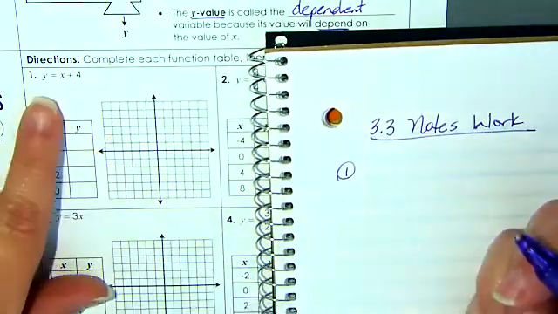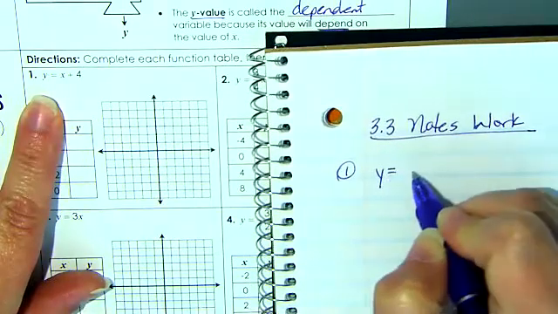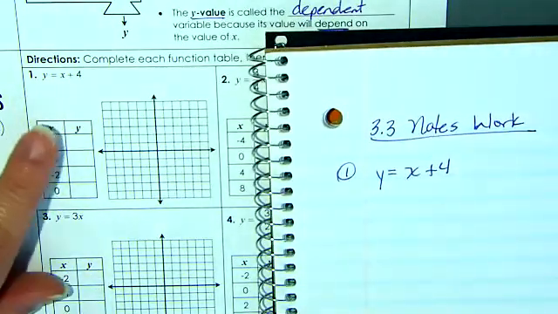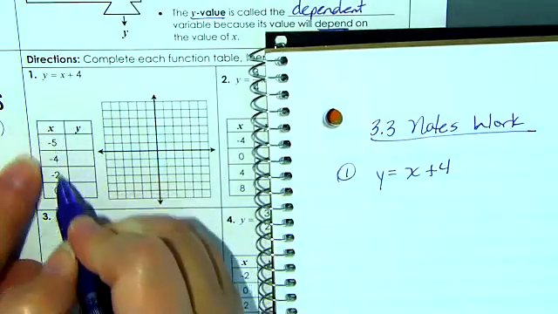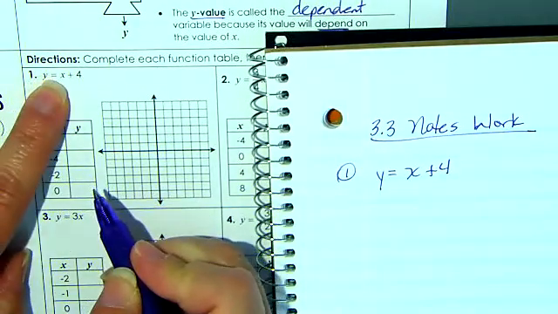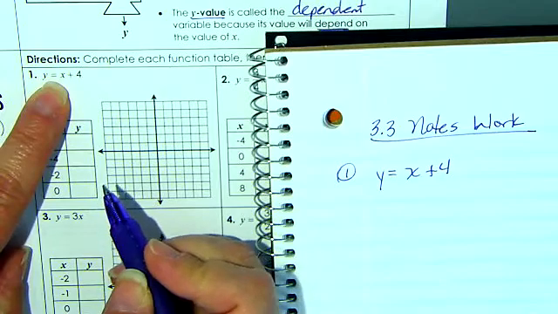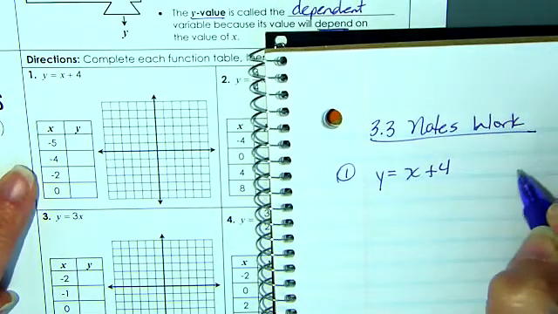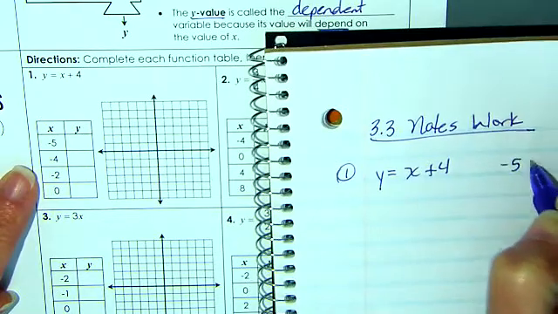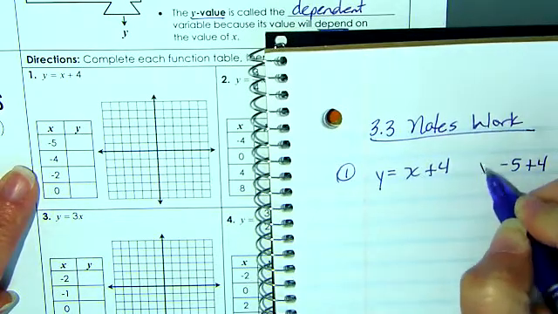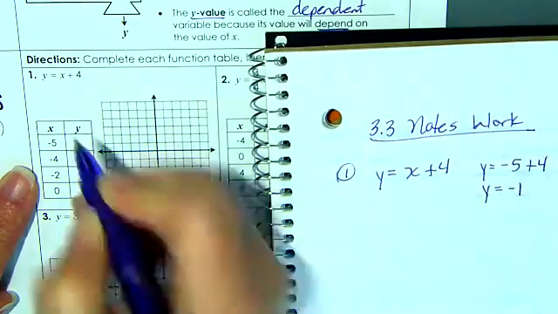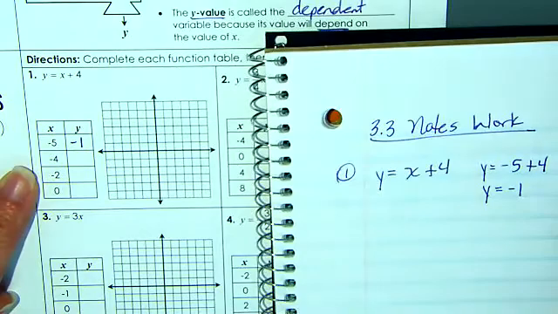Number 1. So here's my equation, Y equals X plus 4. And I'm going to take these X values right here and I'm plugging them into this equation, this rule. So I'm going to have -5 plus 4. So I'm going to have Y equals -5 plus 4, Y equals -1. So here we go, there's -1.